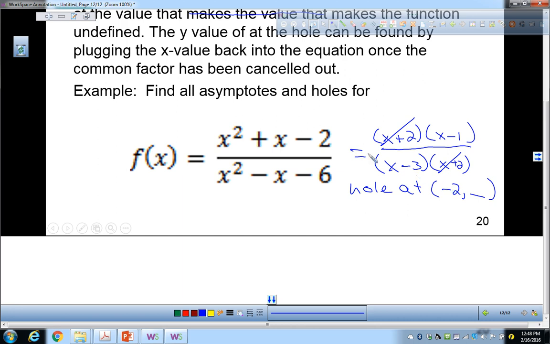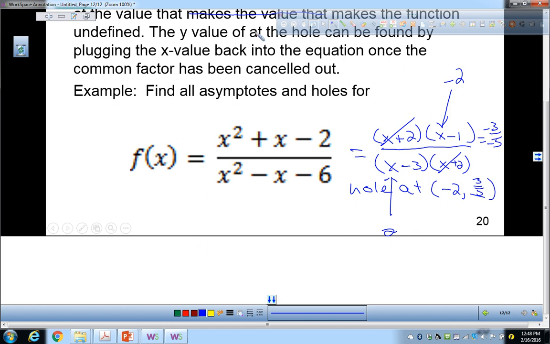Don't you plug it back into the equation? If I plug it back into the original equation, I get 0 over 0, which doesn't tell me anything. So what I have to do is plug it into here. Plug in -2 into here, because this function, x minus 1 over x minus 3, looks exactly like the original function, except at -2, I have a hole. Well, if I plug in -2 in here, I get -3 over -5. So at -2 comma 3/5, I have a hole.